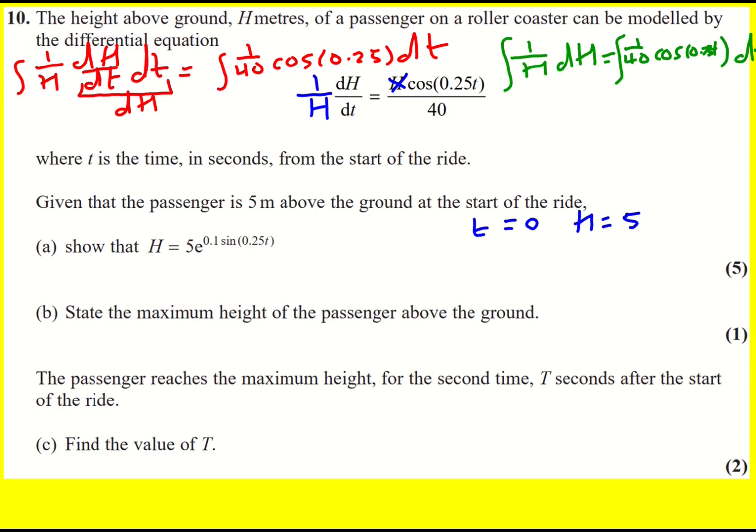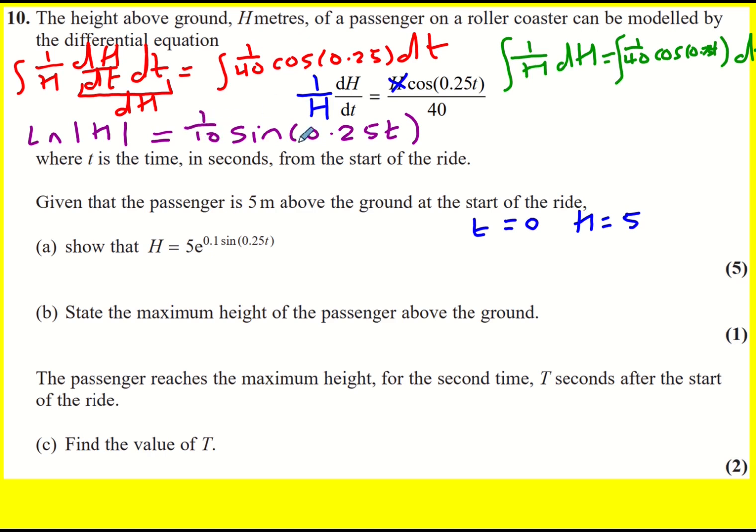So let's integrate. I'm going to get ln modulus of h when I integrate 1 over h with respect to h. And then on the right-hand side, cos integrates to sine. It's going to stay as sine, but it's going to be 0.25t inside. But if I differentiate that back, I would times by 0.25 or a quarter. So when I'm integrating, I need to divide by it. I'm going to divide by a quarter or times by 4. The 1 over 40 sort of passes through. I'm going to get 4 over 40 or 1 over 10.